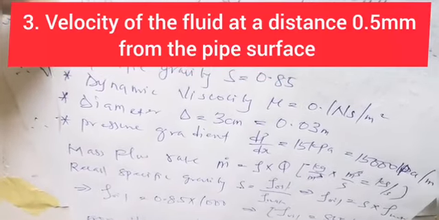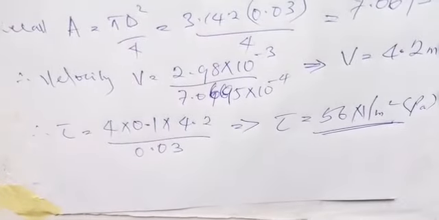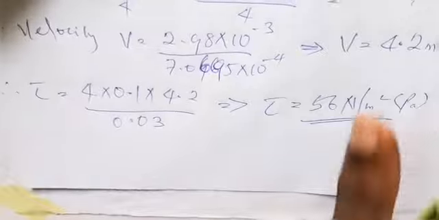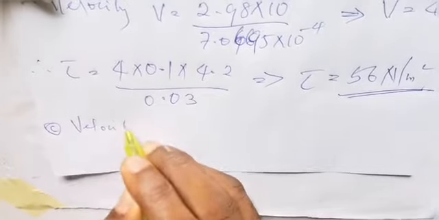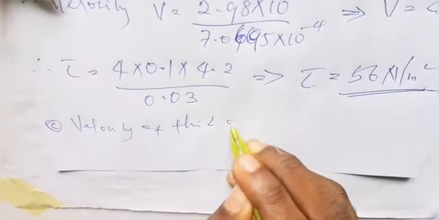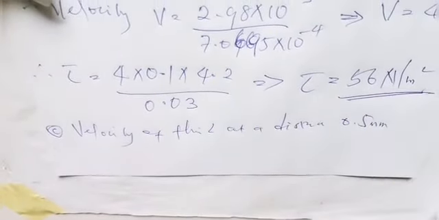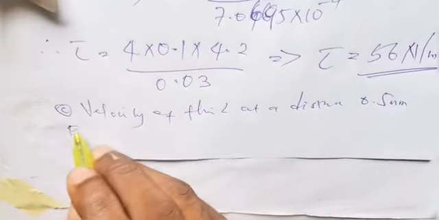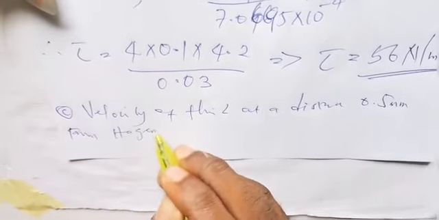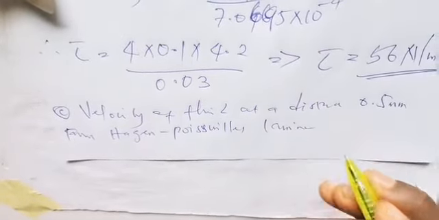Now the third question says the velocity of the fluid at a distance of 0.5 millimeter from the pipe surface. That's question C. So to solve this, we make use of the Hagen-Poiseuille laminar flow equation.